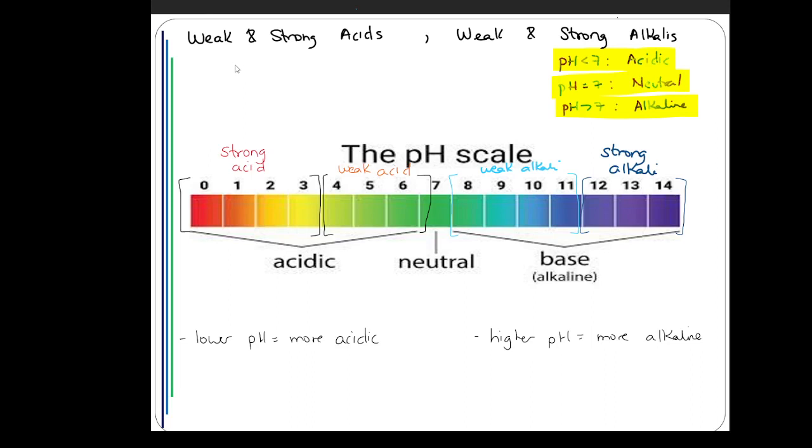For example, if you are told a solution has a pH of 3 versus another solution which has a pH of 5, and you are asked to determine which solution is the strong acid versus which solution is the weak acid, I would expect you to remember that the lower the pH, the stronger the acid.